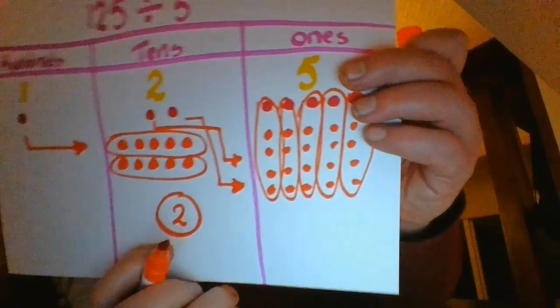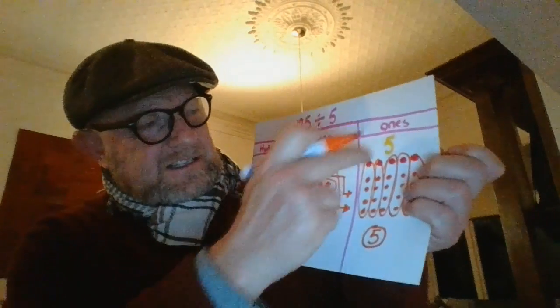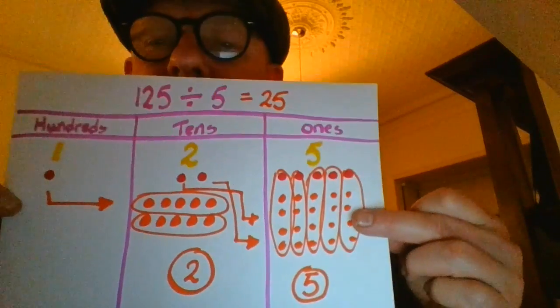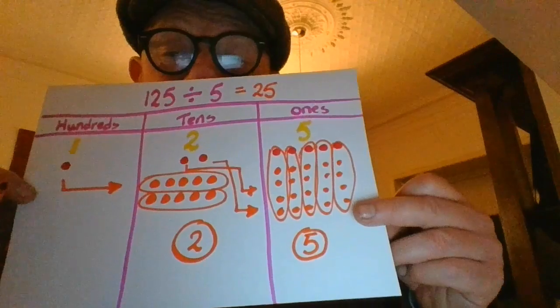So we've got 1, 2, 3, 4, 5. So we have 5 of those. We write them down. So that gives us 25, because these are tens and these are ones. So the answer, 125 divided by 5 equals 25. So we're using arrays like we did with multiplication, but we're breaking them into smaller parts.